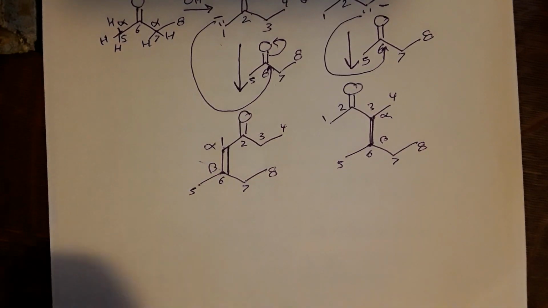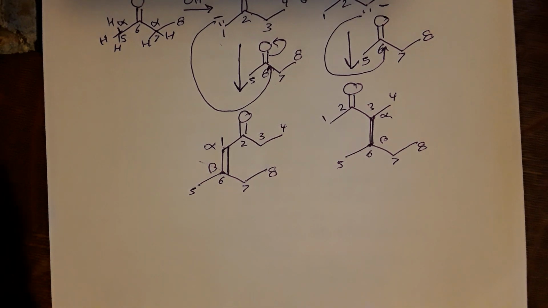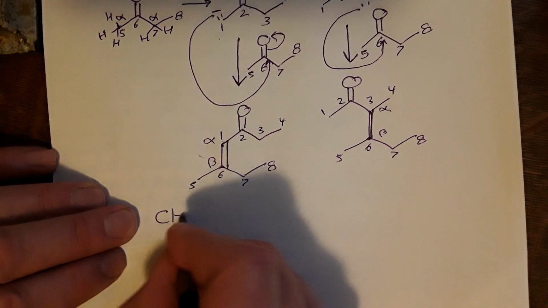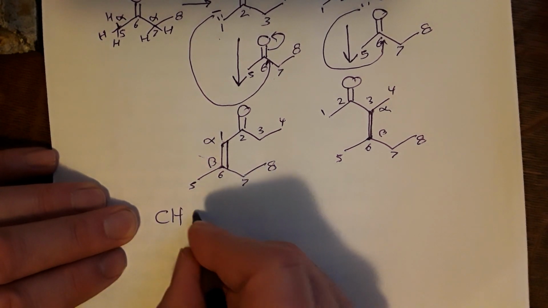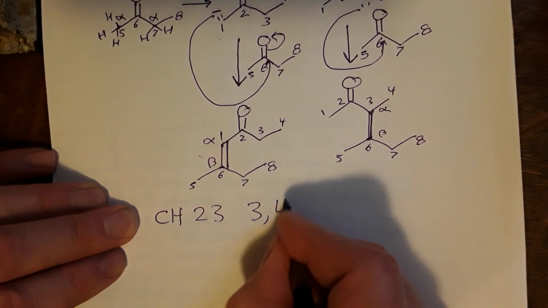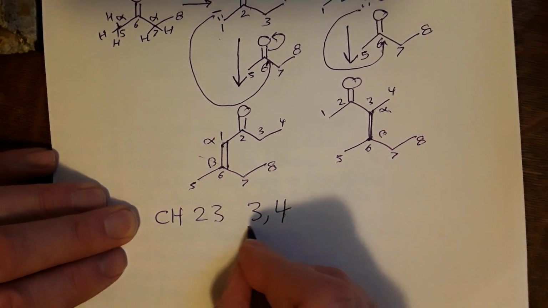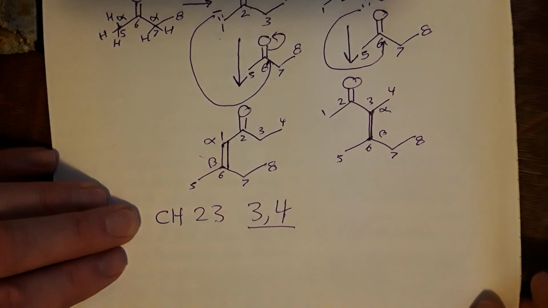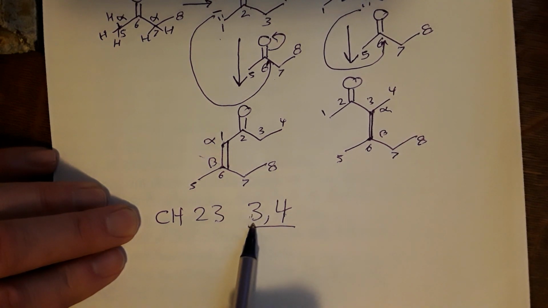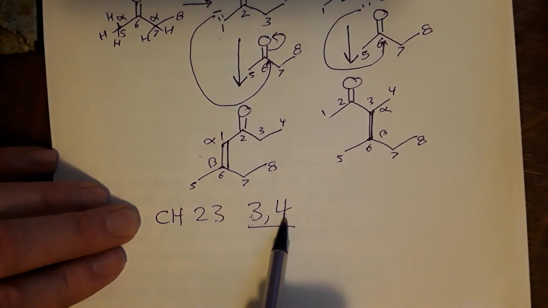So we have some problems in your book that you should work to give you the practice that you need. And that's chapter 23, problems 3 and 4. You're drawing products of several aldol reactions in those. And sometimes you'll get one product. I think in number 3, there's 3 different ones, and you'll get one product for each of those. And then number 4, you're going to end up with 2 different kinds of products because you'll have formed 2 different enolates.